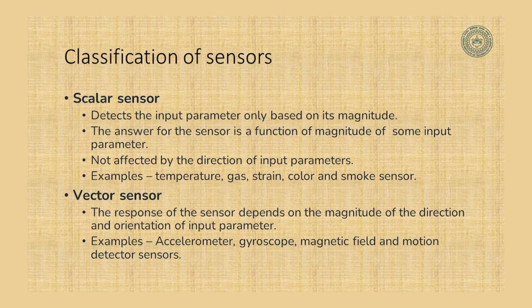Then there are vector sensors. In vector sensors, the response of the sensor depends on the magnitude, the direction and orientation of the input parameter. Which direction is the input in? So, acceleration has a direction, right? So, accelerometers are vector sensors. Likewise, gyroscopes are vector sensors. Magnetic field, again that has a direction. So, that is a vector sensor. Then motion detector sensors are also direction sensors.